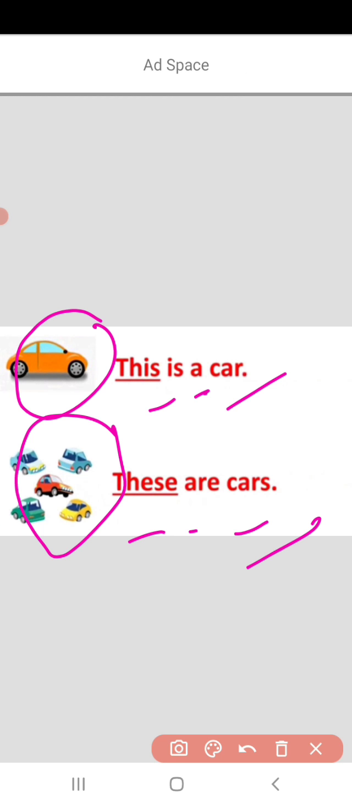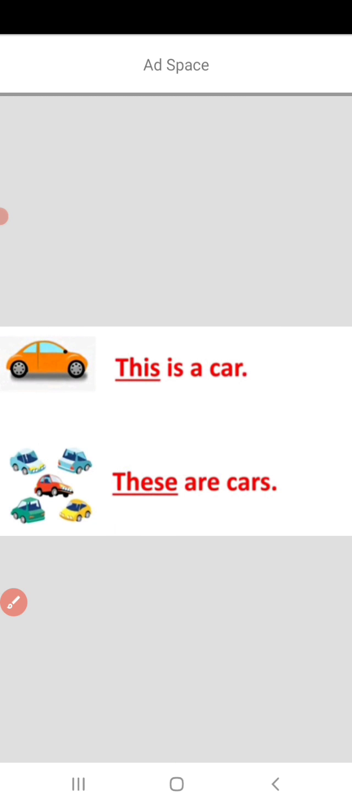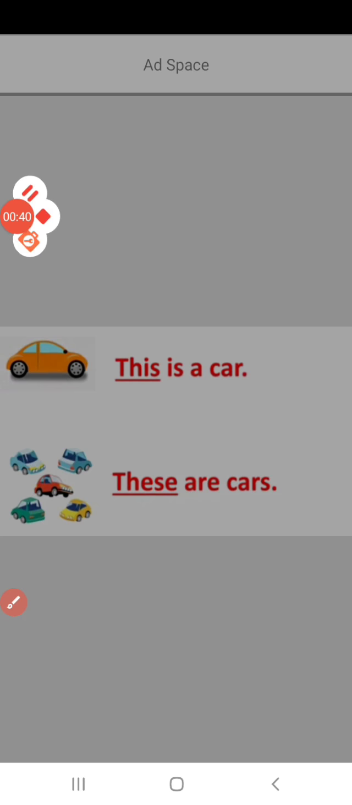Children, you can see here flower is 1 in number and here flowers are more in numbers, right? So that's why we have written this is a flower and these are flowers. All right. Now this is a car and these are cars. See, here cars are more in numbers, but both the objects are near to me. All right. So the only difference is of numbers. Like here car is 1 in number and cars are more in numbers. So this is a car and these are cars.